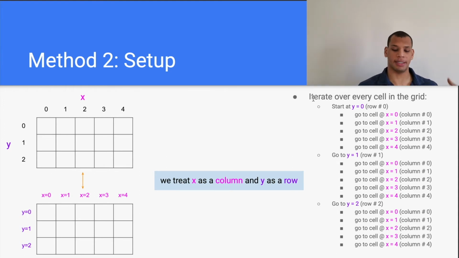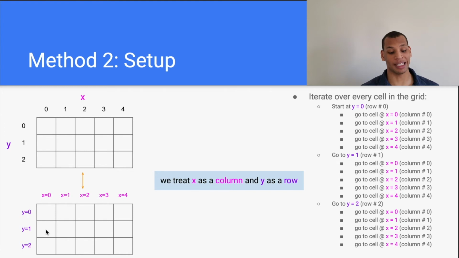Note that we want to treat x as a column and y as a row. So our goal here is to iterate over every cell in the grid. And so we want to start at y is equal to 0 or row 0. And so we see that over here, this is our row 0 or y is equal to 0. And we first want to go to the cell at x is equal to 0. Now we want to move to the cell at x is equal to 1, then the cell at x is equal to 2, and so on until we get over here, right? And now that we're done with this entire row, let's actually move down to the next row at y is equal to 1 or row 1.